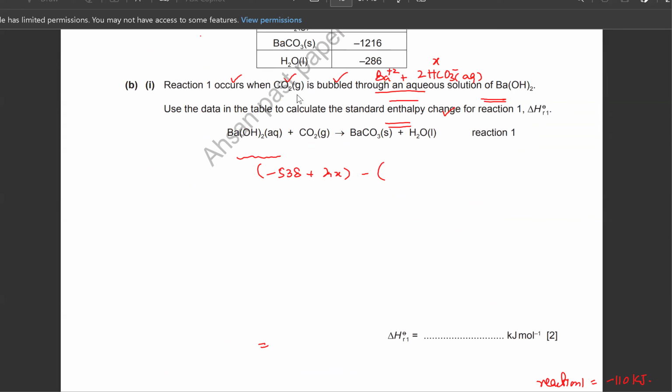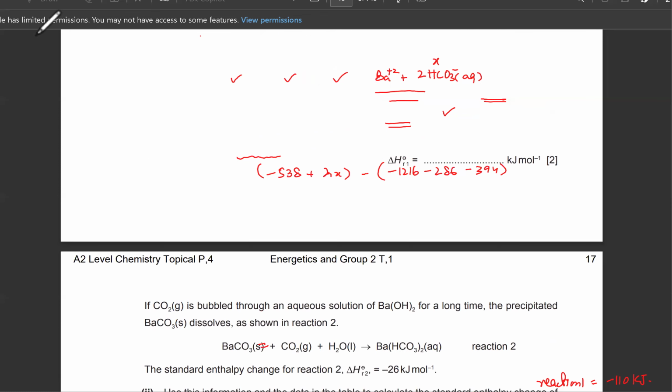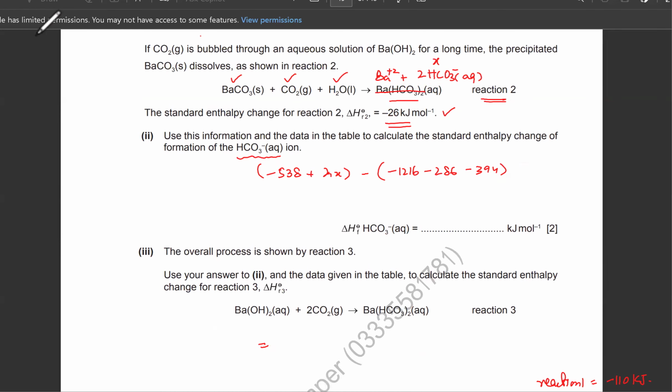I'm just going to add it over here. And then I had carbon dioxide and water. Water is given as minus 286. And I need carbon dioxide as well. That's given as minus 394. So going back, you get this one. And the answer is already known.